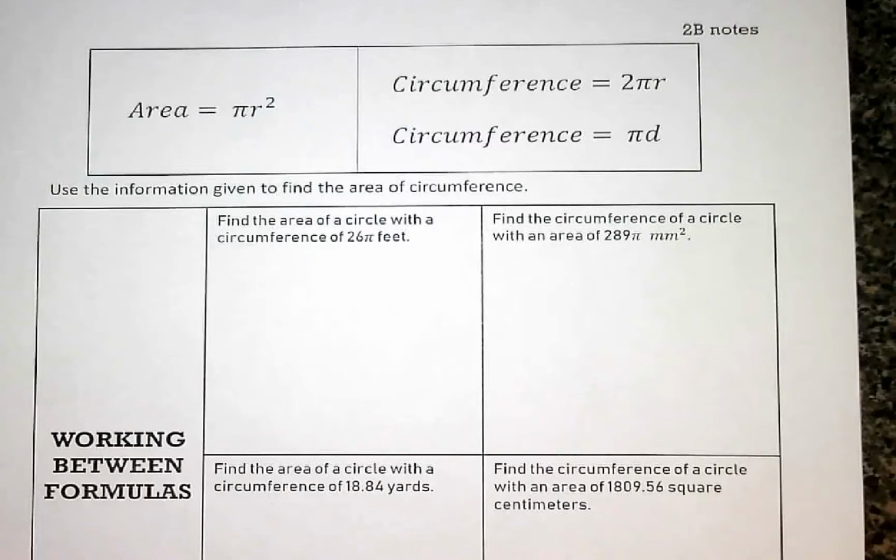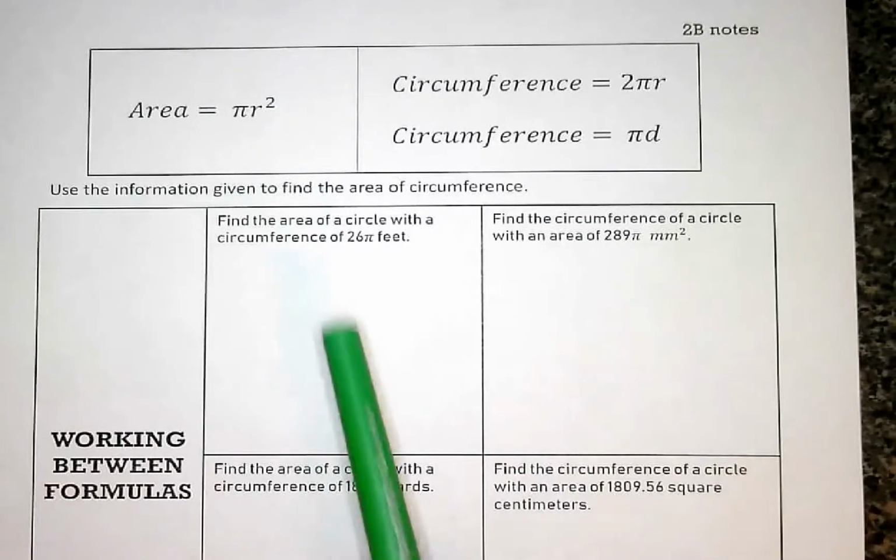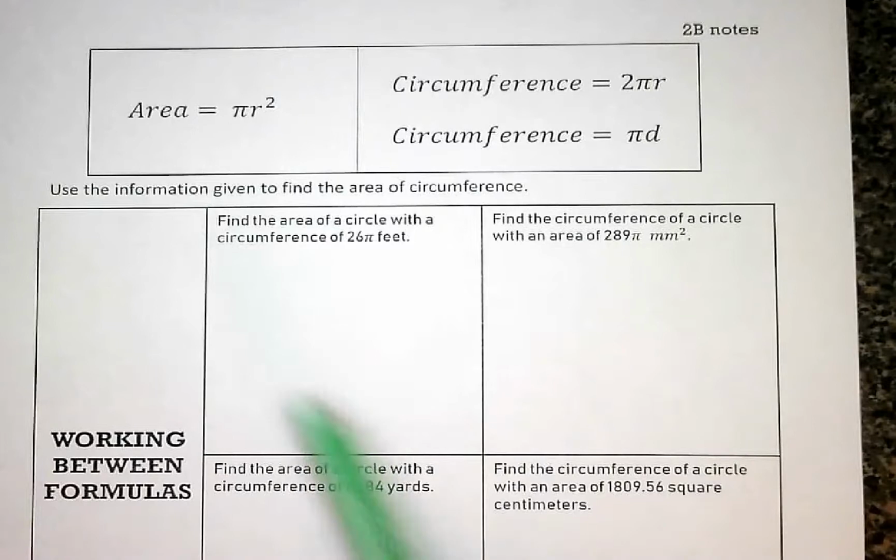Okay, continuing in the notes for 2B. At the top here you can see I've put the formulas because our last piece of info is how do I work between the formulas. So we ended part 1 with how to find a radius or diameter from the formulas. Here we're going to use the formulas to help us find the other piece of information.